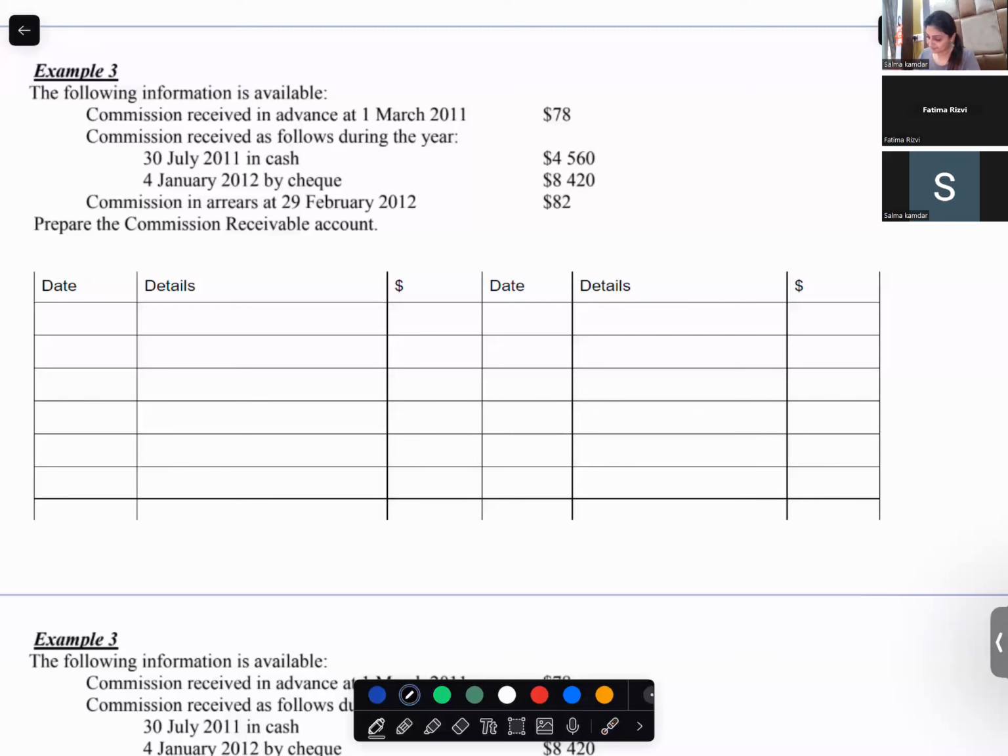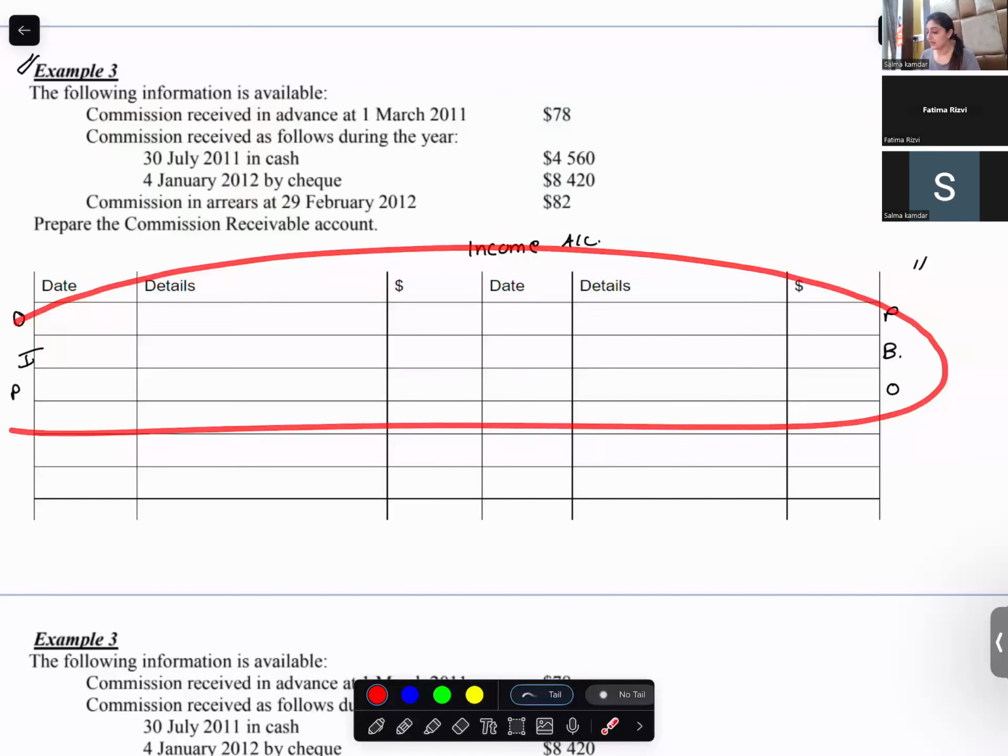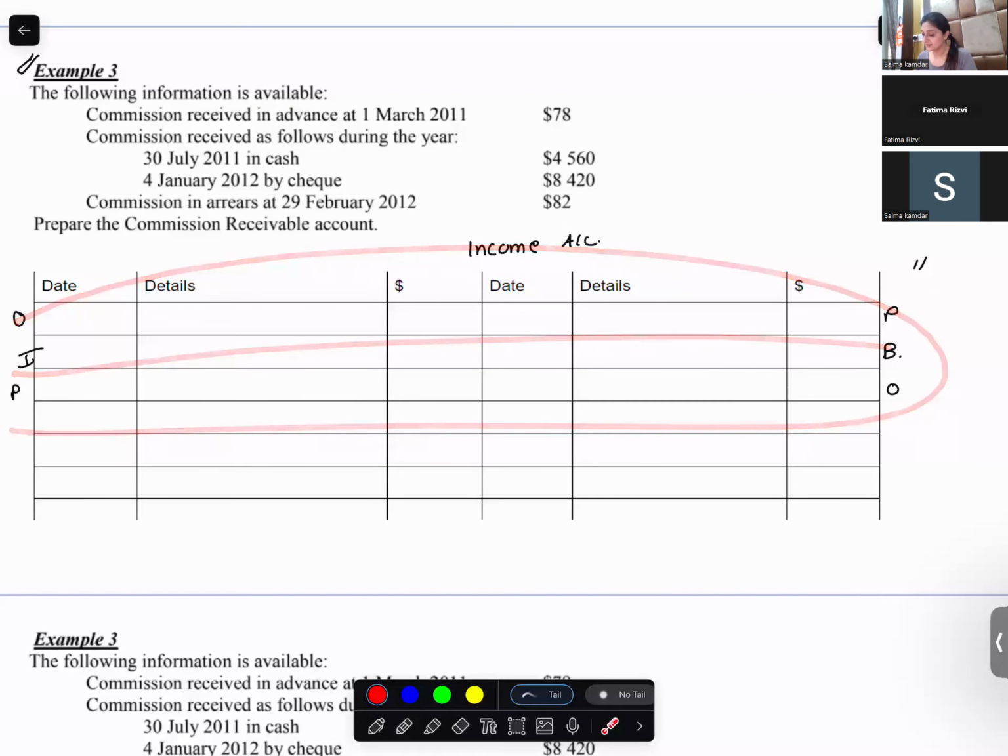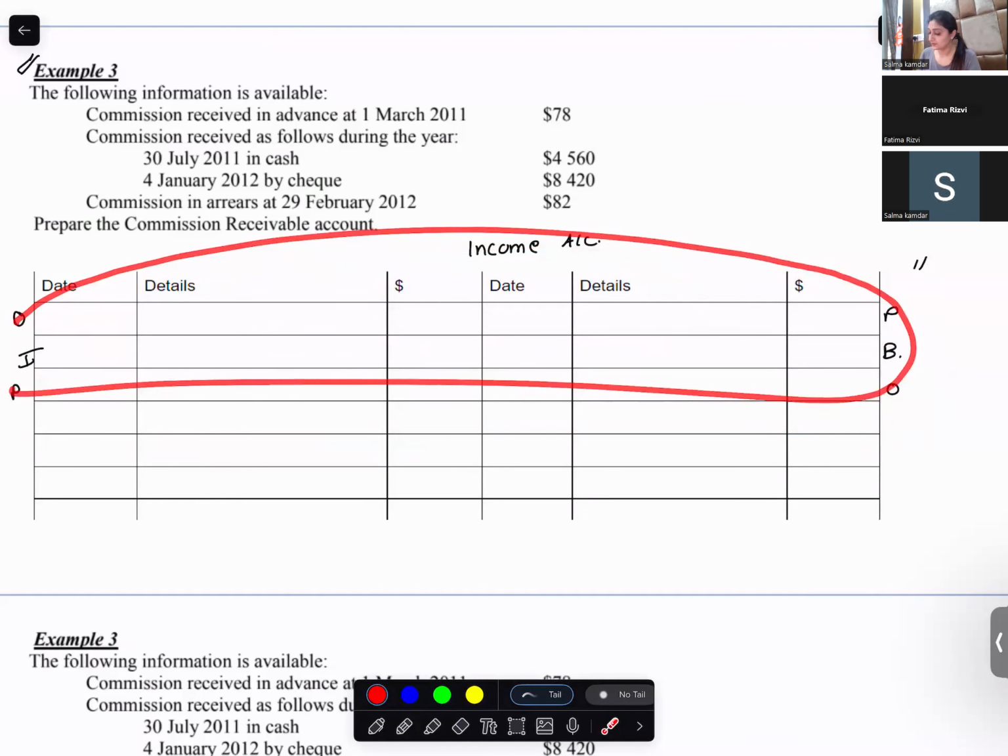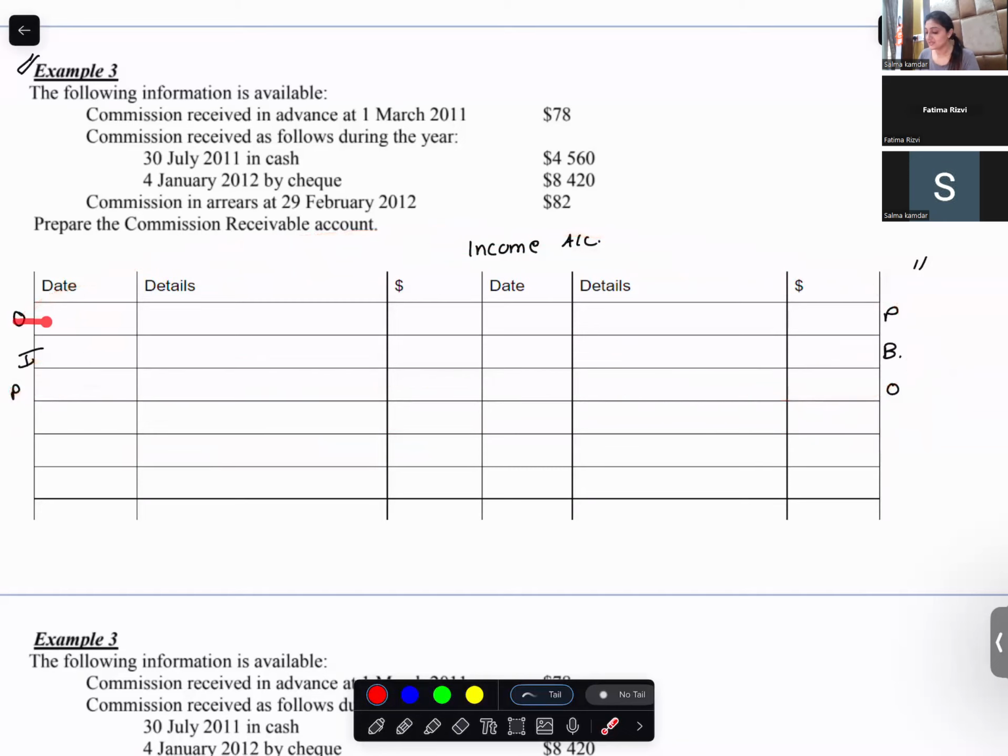Now, look at this sum. First, tell me which account is this? Income. Okay, this is an income account. If it is an income account, which format will we follow? OPOP, IB. What does this represent?